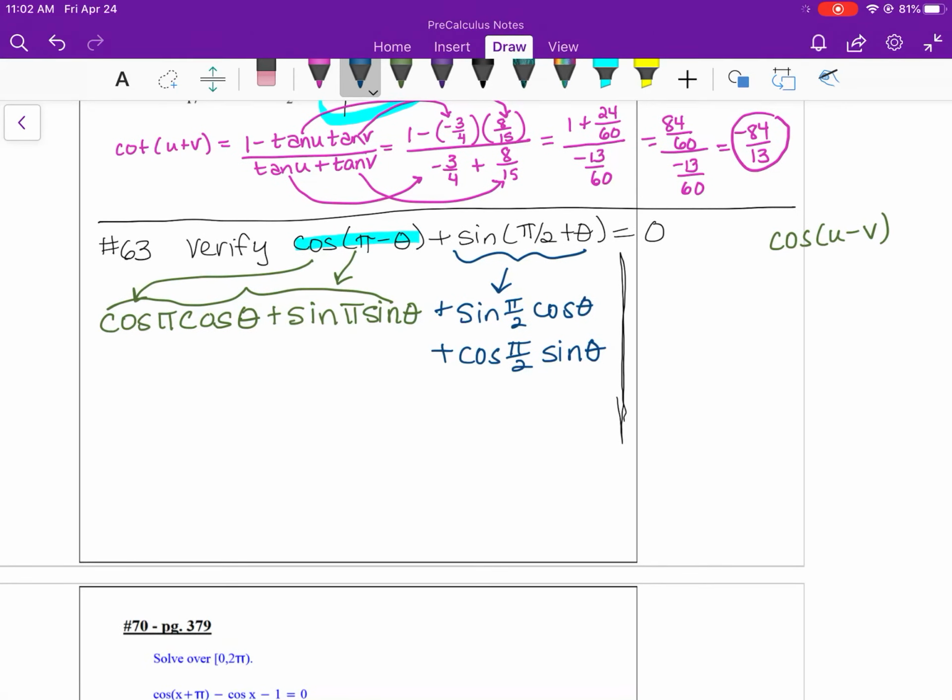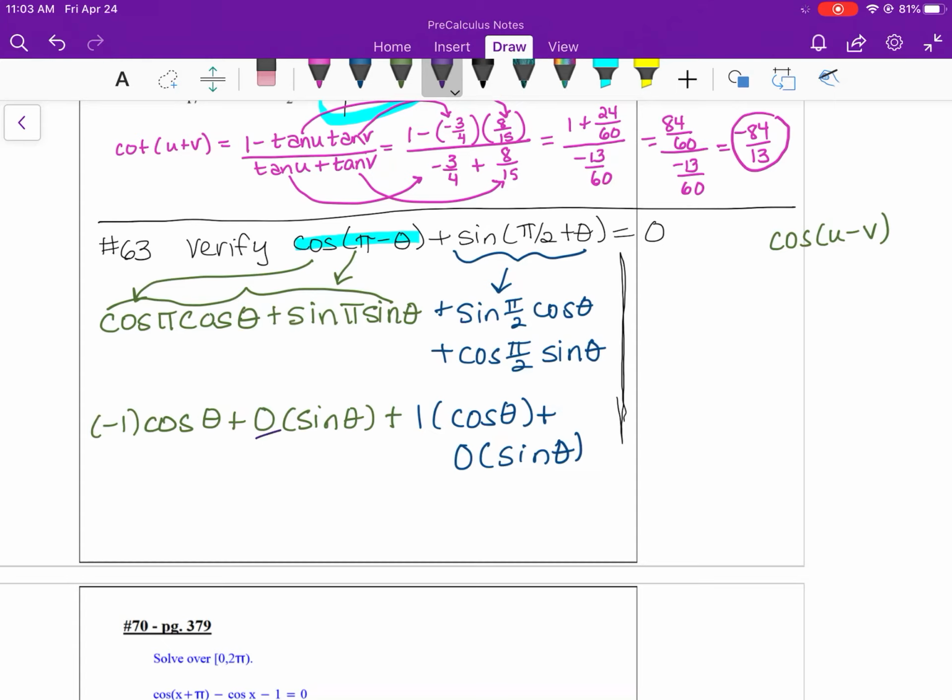My second step is to clean up what I have. Cosine of pi is -1. Sine of pi is 0. Sine of pi over 2 is 1. Cosine of pi over 2 is 0. The terms that are multiplied by 0 add to 0 or go to 0. So I have negative cosine theta from here plus 1 cosine theta from there, and that does equal 0, which is what I was trying to prove.